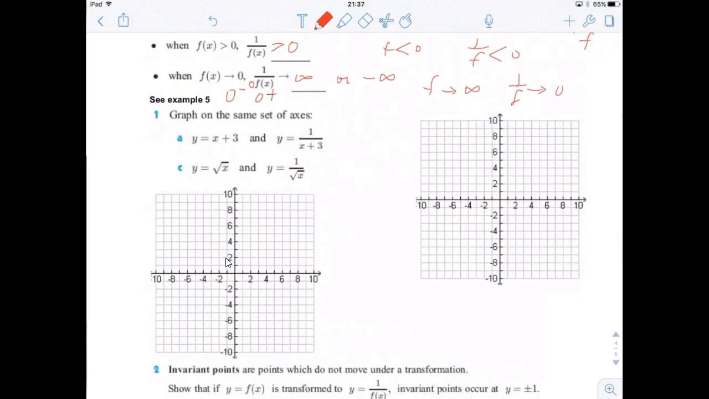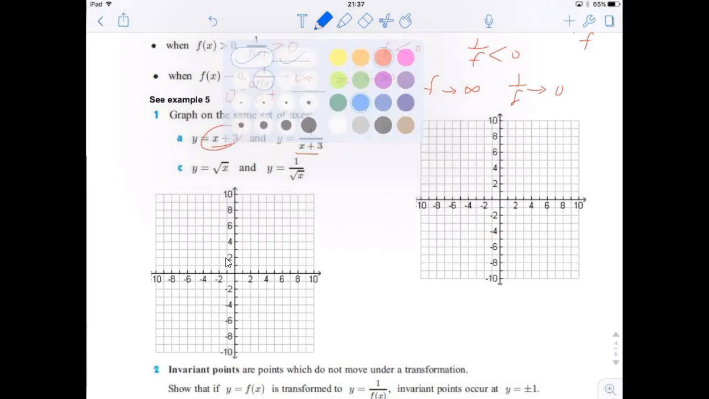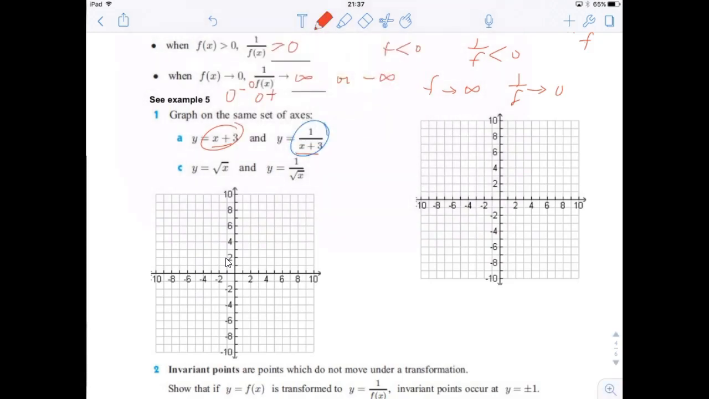I think it's easier to look at an example. Graph on the same set of axes y equals x plus 3, and the reciprocal function, 1 over x plus 3. Okay, so I'm going to do this one in red, and I'm going to do this one in blue. So first I'll do x plus 3. X plus 3 is a straight line. The y-intercept is 3, and the slope is 1. So it just goes at a 45-degree angle like that, right?